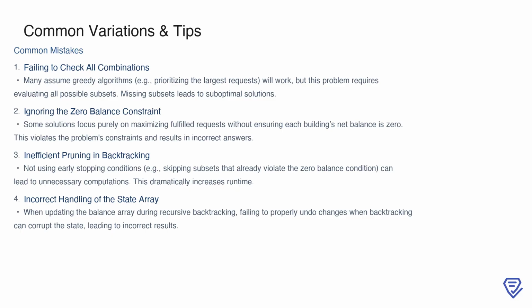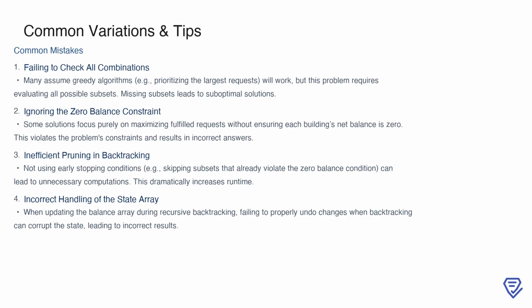Another mistake is inefficient pruning when using backtracking. Without early stopping conditions, like skipping subsets that already violate the zero balance rule, you can end up performing unnecessary computations, which can significantly slow down your solution.